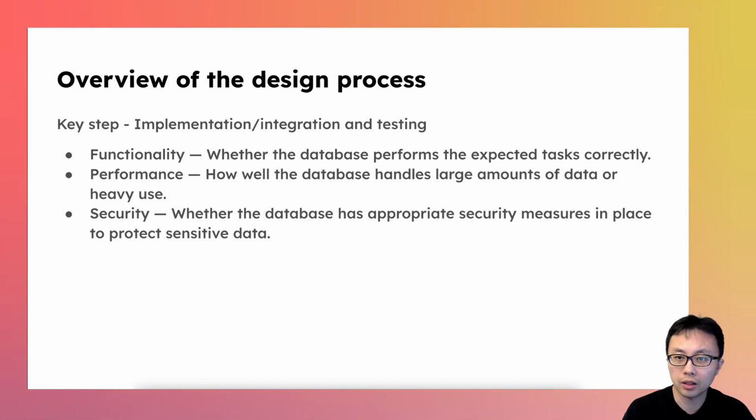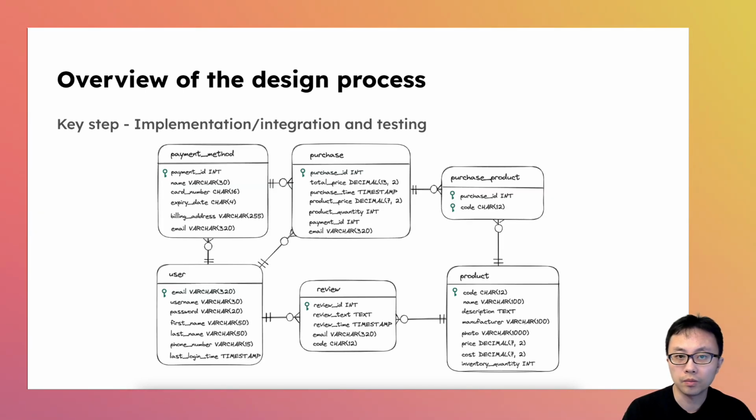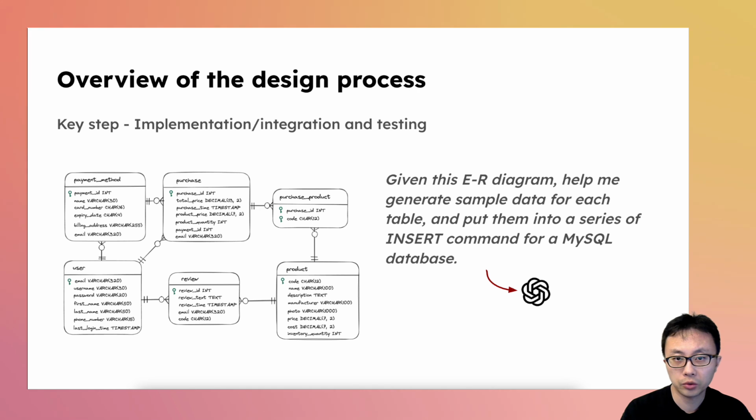In case you ever wonder where the test data can come from, it can either come from your client, the person or the people you are designing the database for, or you can easily simulate such data with the help of generative AI. For example, you may derive an ER diagram from the analysis and design step like this. You can ask generative AI to help you generate sample data for your targeted database system. You can even make sure that the sample data is already in a series of insert commands that's ready to use. This is a task that generative AI excels at.